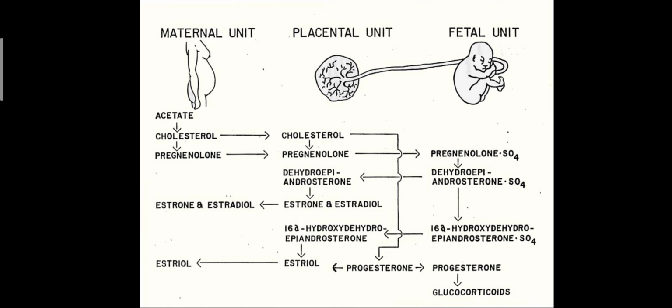From the maternal unit, acetate and cholesterol come in, and cholesterol is converted into pregnenolone, progesterone and estrogen. In this way, the fetus, mother and placenta act as a feto-placental maternal unit, and different hormones are synthesized, like estrogen, progesterone and glucocorticoids.